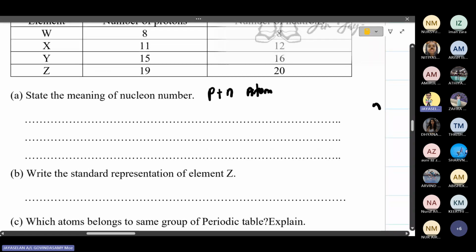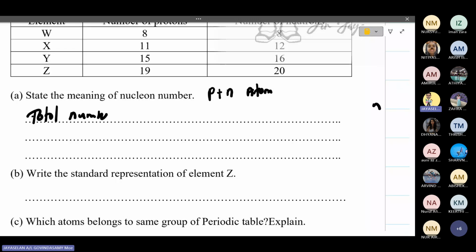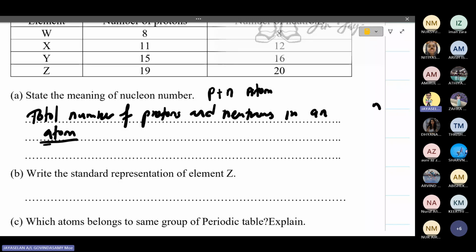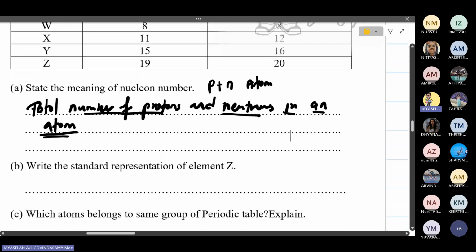Okay, so this answer. Okay, total. So y'all put here total number of protons and neutrons in an atom. That's all. You must put in an atom, and if you write present in the nucleus of an atom, pun dapat. But I want this word, total number of protons and neutrons in an atom. You guys already score 1 mark. Any question? Any question? No question. No question, eh?